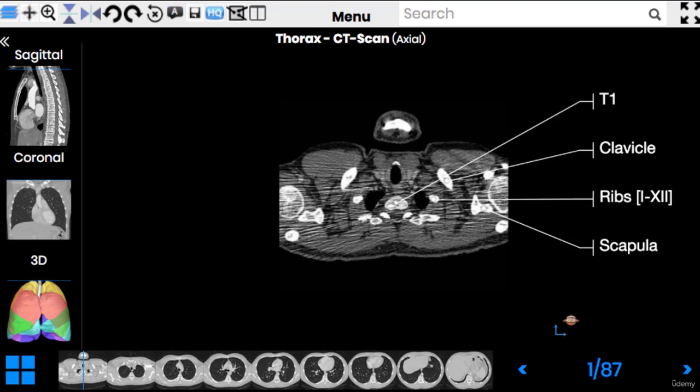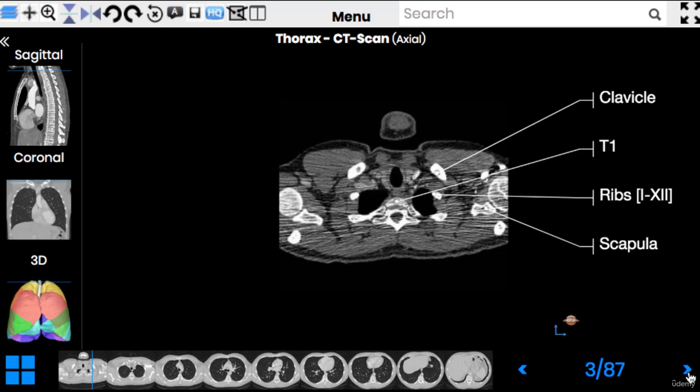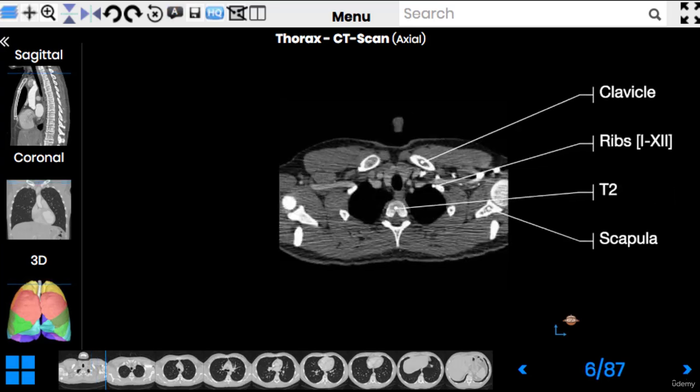Well, you see now three radiolucent dots on the screen. They are the apices of the lungs on both sides and the trachea in the middle. As I scroll down, we have four vessels on both sides of the trachea now.